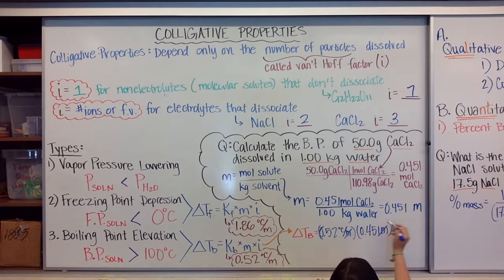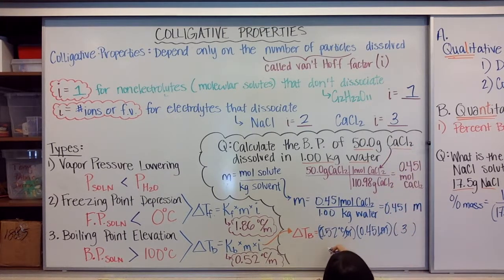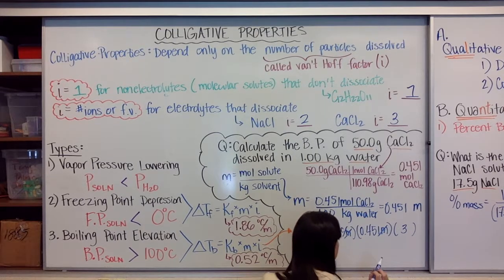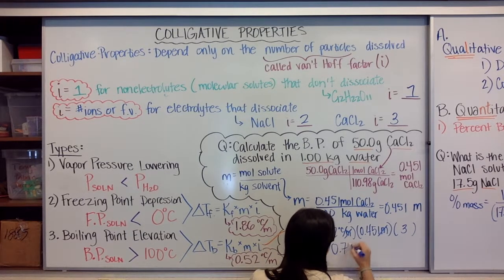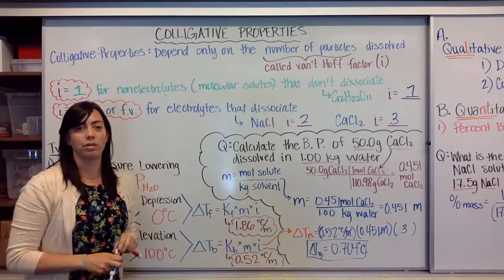These cancel out, times i, which for calcium chloride is 1, 2, 3, and I get the change in boiling point to be 0.704 degrees Celsius. We will talk about what that actually does to your boiling point in class.